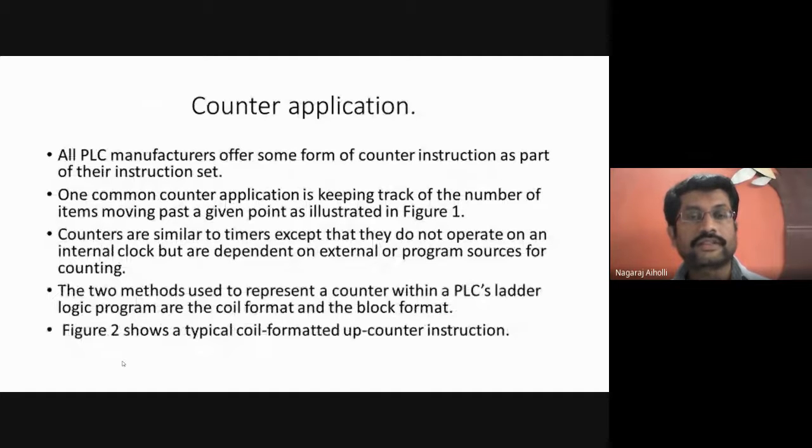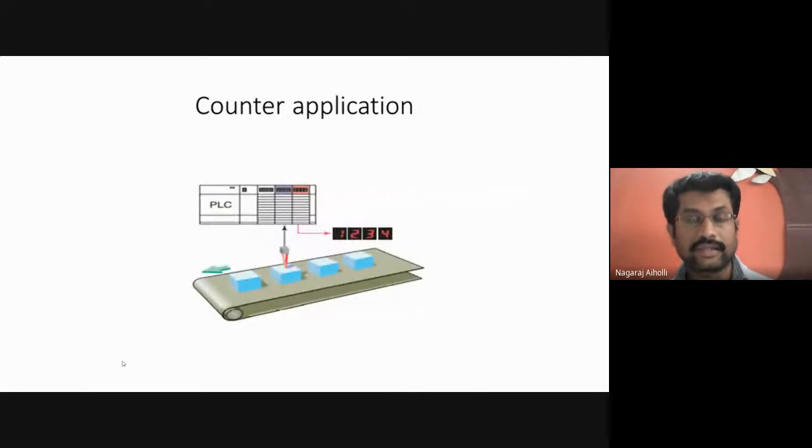All PLC manufacturers offer some form of counter instruction as part of their instruction set. These are counter instructions which are used in the ladder diagram, which form part of the ladder rung instructions. One such counter application is keeping track of the number of items moving past a given point, as illustrated in the next figure. In the figure here, they have illustrated how the counting operation takes place.